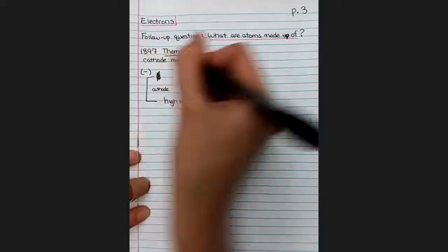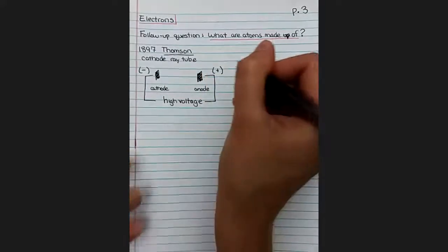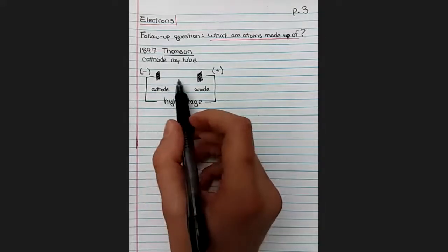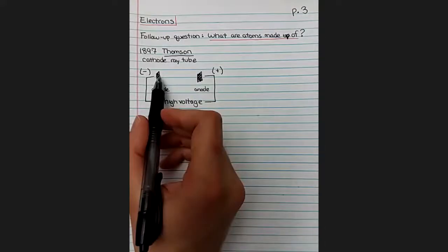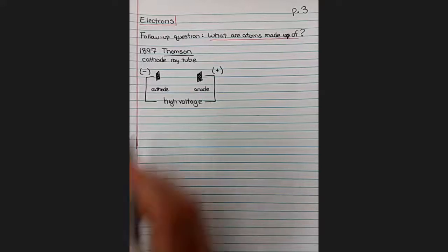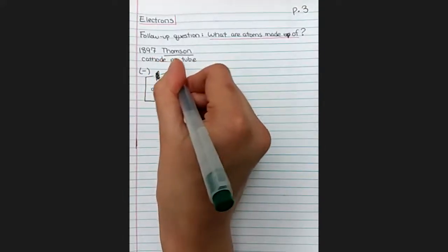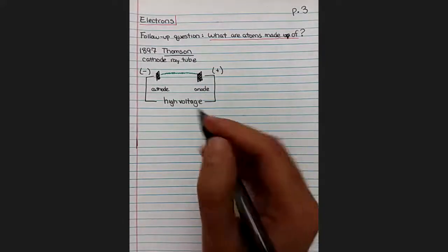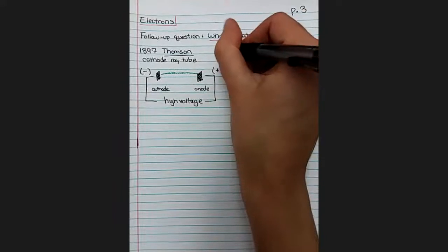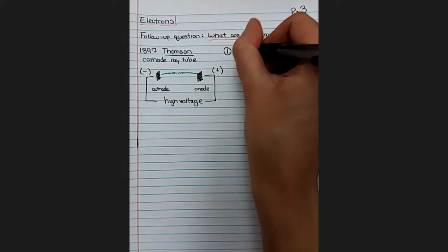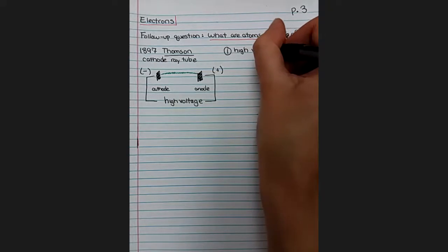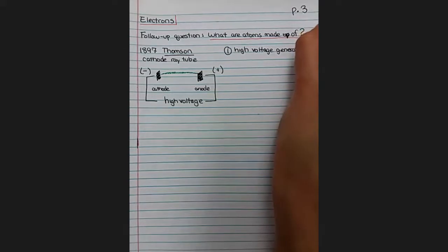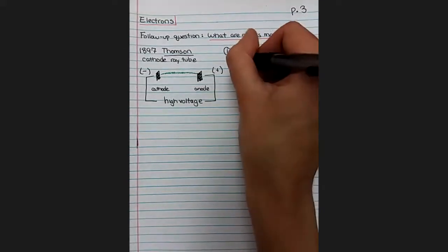This side was negatively charged, and this side was positively charged. And as you may have guessed, when you pump a lot of electricity between two pieces of metal that are close together, you get a spark. Some energy that passes between these two. So this was called a cathode ray. So first important point in this experiment. High voltage generated this energy beam called a cathode ray.